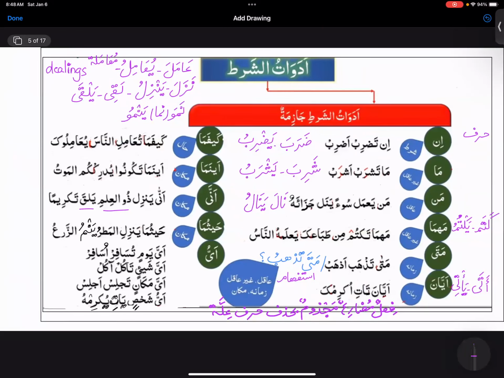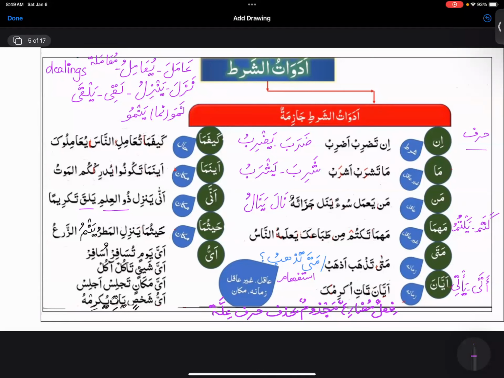Amen. Okay, so now let's see some examples of these Adwatu Shart Jazima. It's going to sink in our mind better when we have examples. Maybe we can try to memorize one example for each one, inshallah, that will make our job easy. For in is harfu shart, right? And an example could be in tadrib adrib, right? And daraba yadribu is basically the fail over here, the verb.